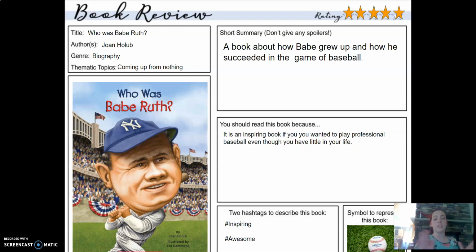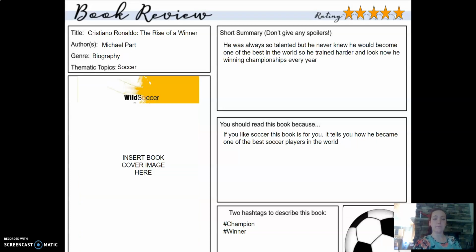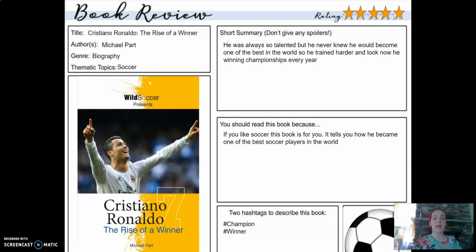She had such different types of books. So here are a couple of the biographies. This was one of the Who Was series, Who Was Babe Ruth. This was another Who Was series, Who Was Paul Revere. Then a biography on Cristiano Ronaldo. He is a soccer player, and he was very well known.